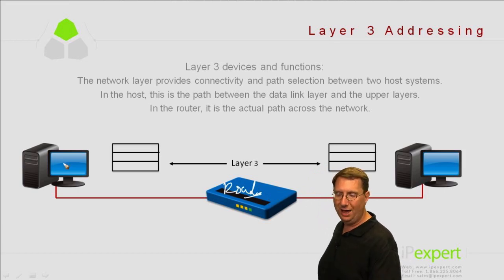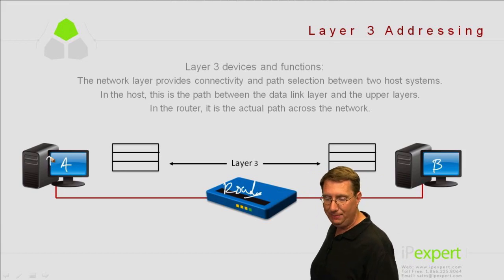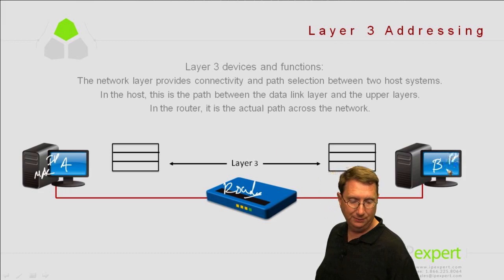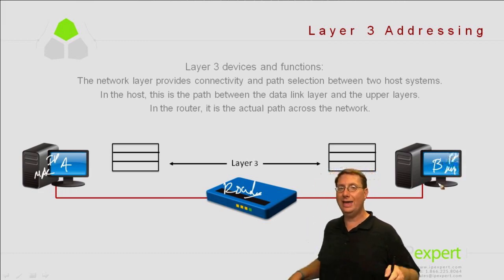Now, what we have here is device A communicating to device B. Device A has an IP address. Device A has a MAC address. Same thing for B. Now, what we're going to realize here is that at layer 3, we need to use IP addresses. But when we hand it down to layer 2, we're going to have to use those MAC addresses.